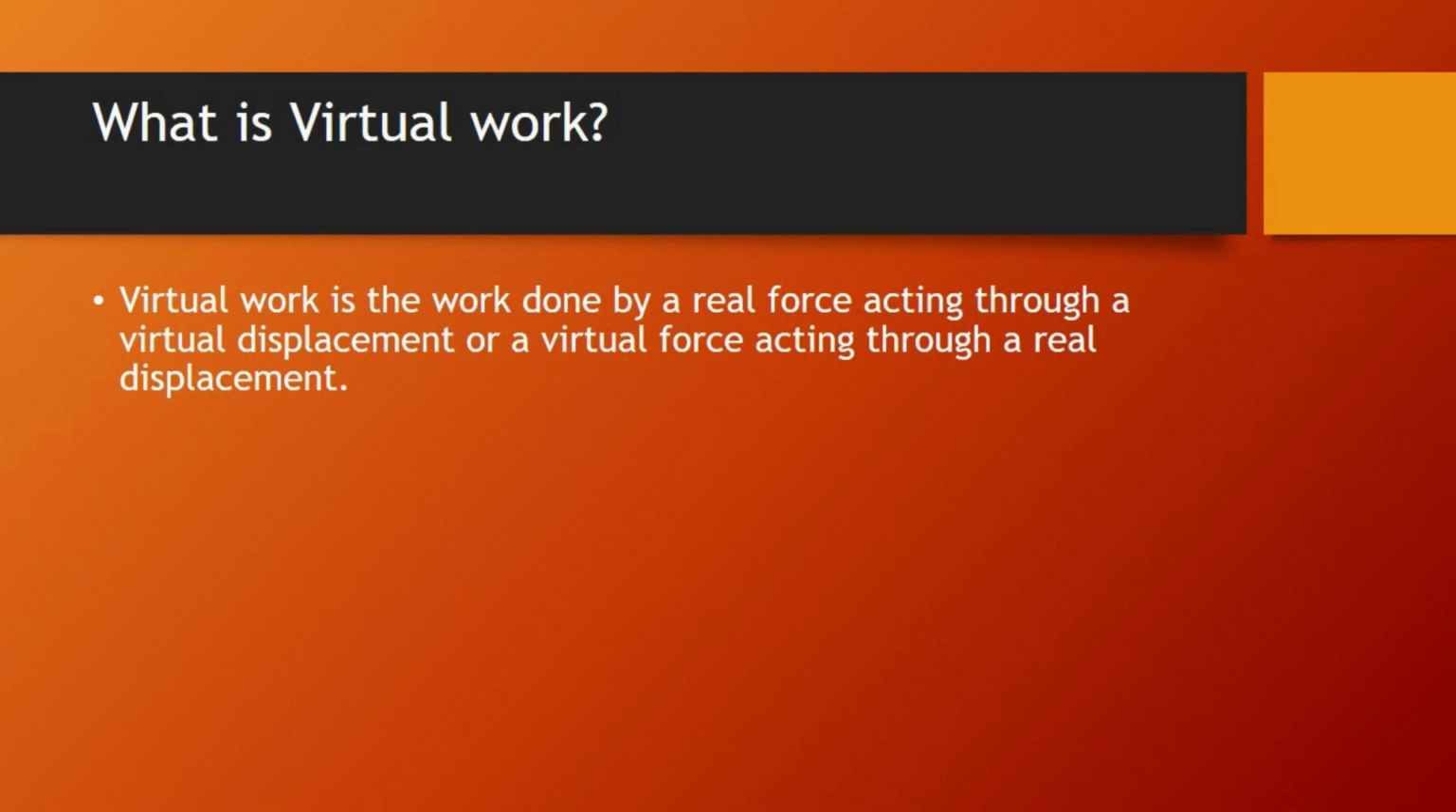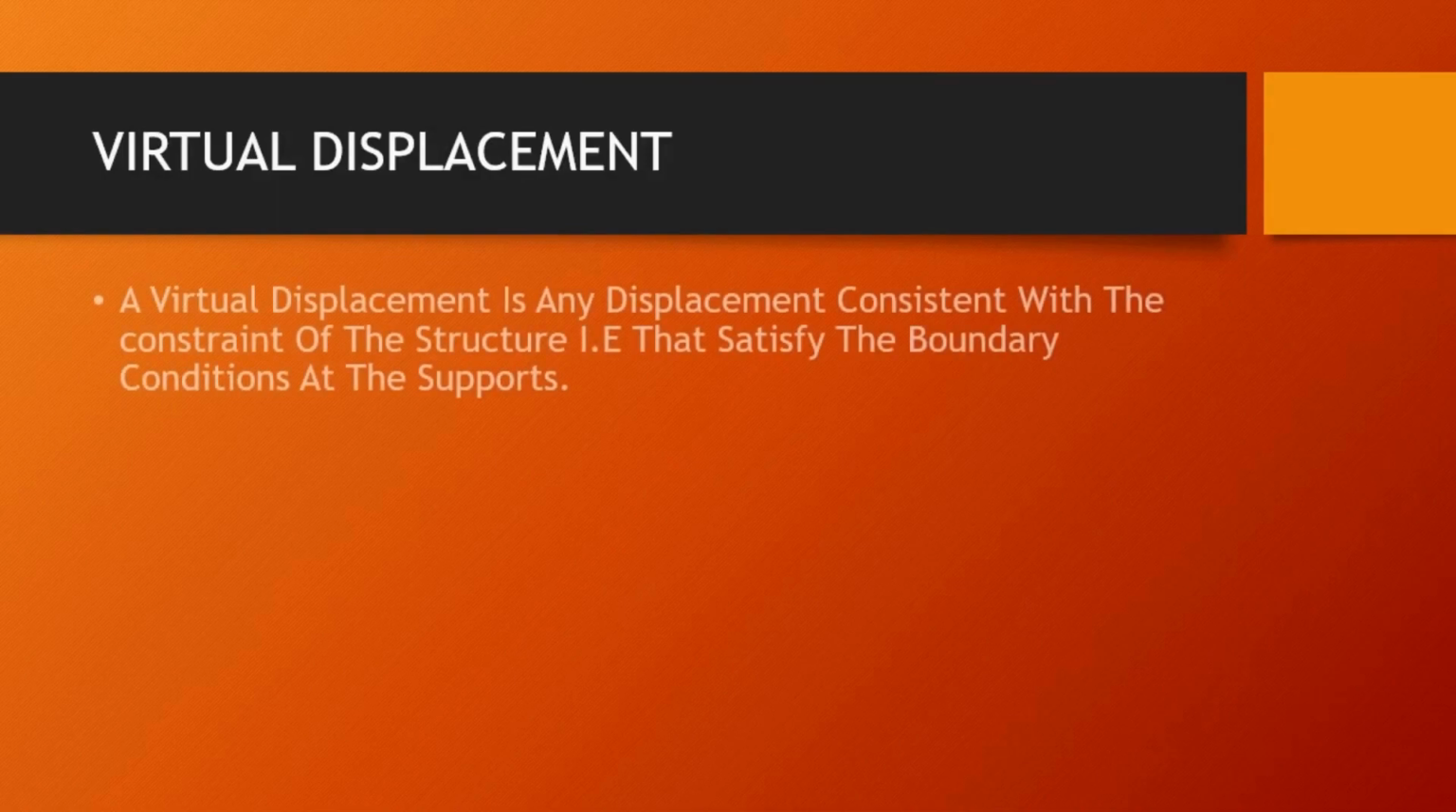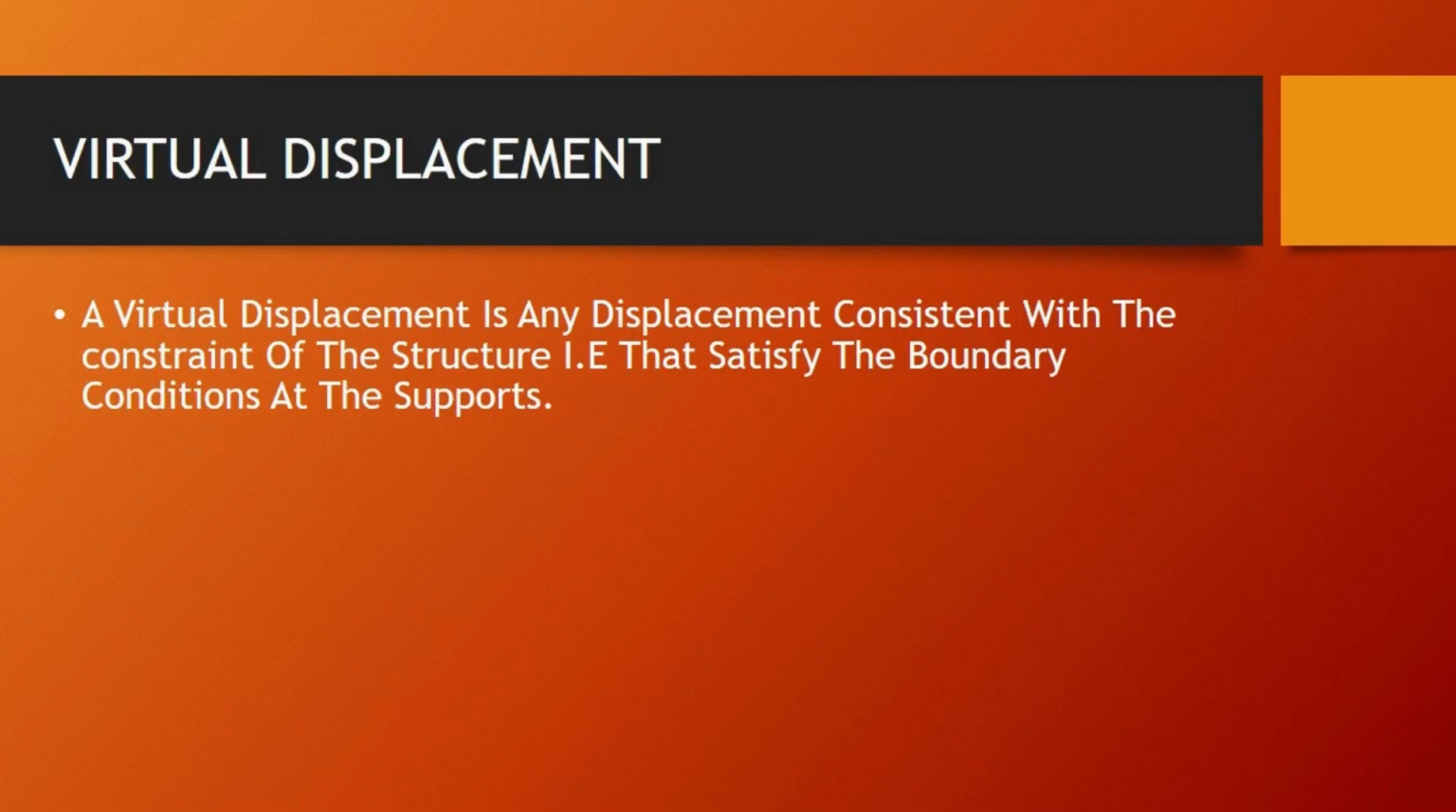But what is virtual displacement and virtual force? So let's understand the virtual displacement and virtual force. Virtual displacement is any displacement consistent with the constraint of the structure, that is, that satisfies the boundary conditions and support, which means any displacement that satisfies the boundary conditions is called virtual displacement. Virtual force is a system of force in equilibrium.